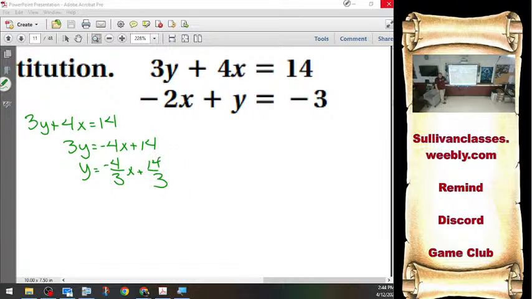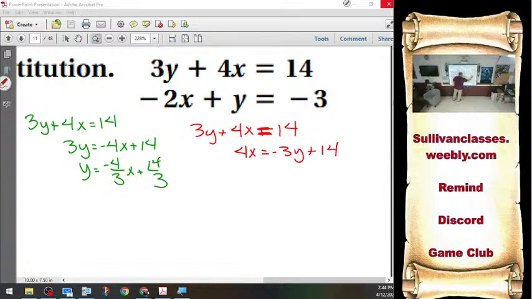You got fractions. I know that this would work. You can do this, but I know how much y'all love fractions. Okay, if I want that x by itself, 3y plus 4x is 14. Get that x by itself. Subtract 3y, divide everything by 4. Again, I end up with fractions.